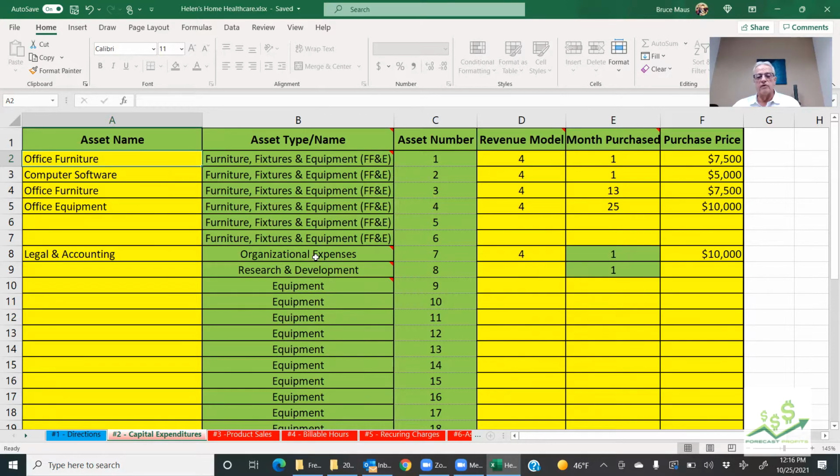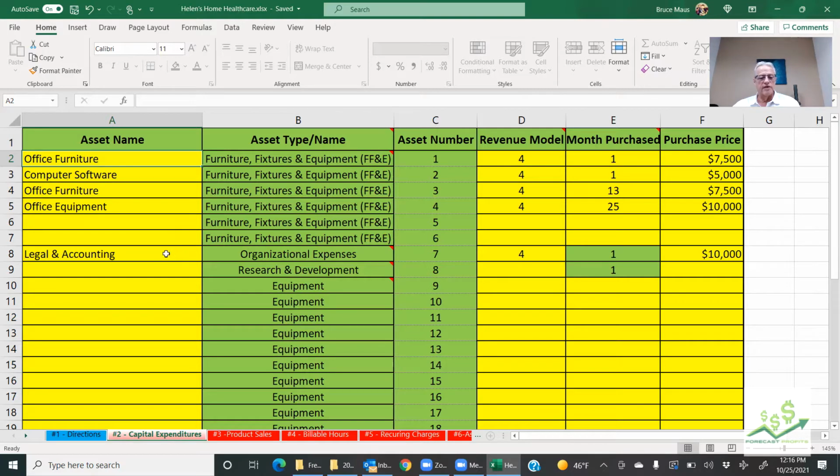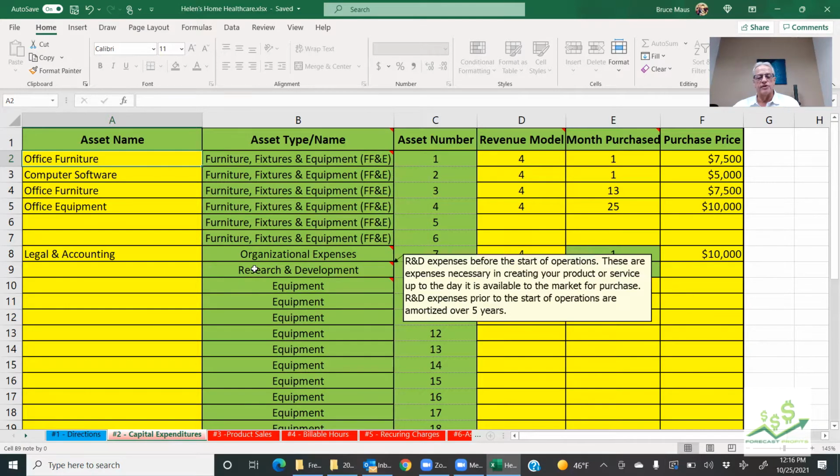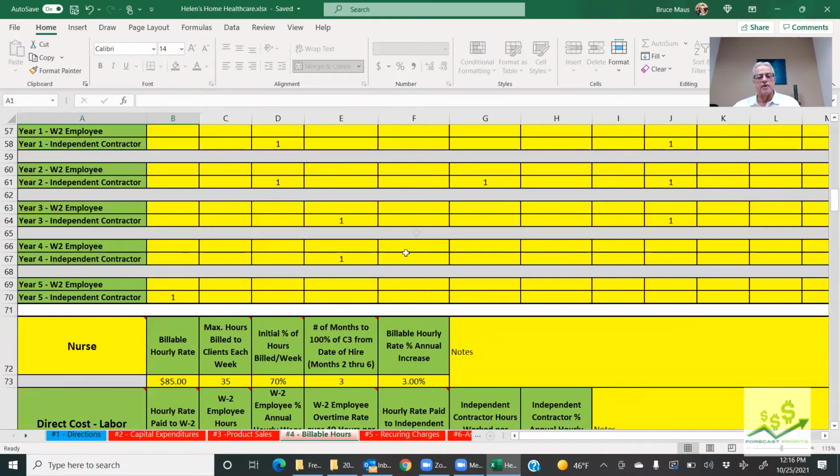Note that we have allowed for expenses that you would incur before the beginning of operations. In this case, organizational expenses, which are amortized over 5 years in your financial statements. That could include legal and accounting expenses, as well as office rent before you begin operations. The same rule applies to research and development if that applies. Next, let's go to the revenue model that these assets are assigned to, billable hours.